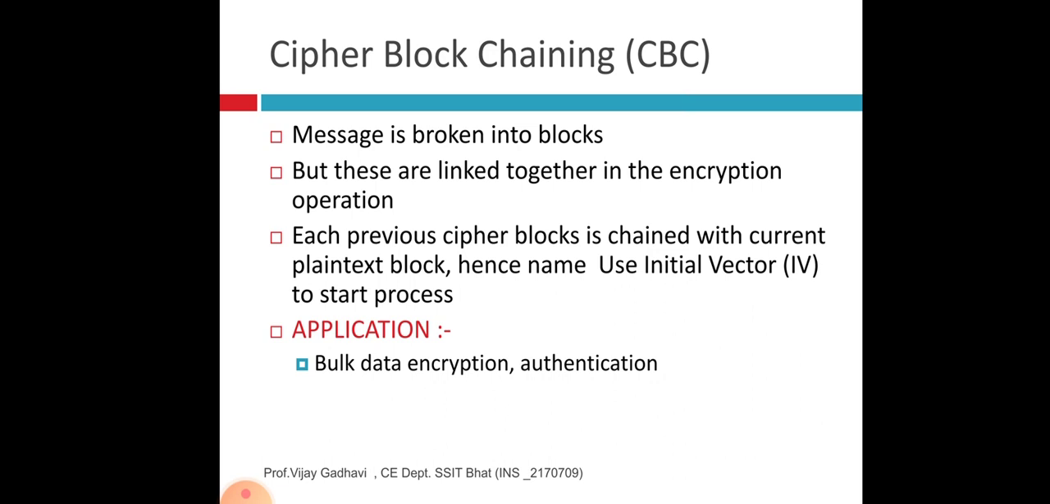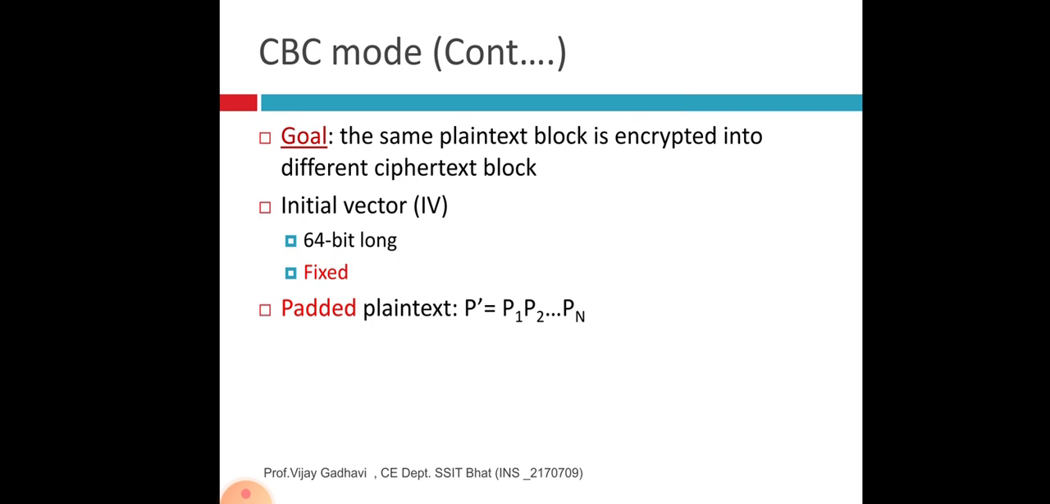The message is broken into blocks, but these are linked together in the encryption operation. Each previous cipher block is chained with the current plaintext block. Hence the name. We use an initial vector, IV, to start the process. The applications of CBC are bulk data encryption and authentication. In CBC mode, the goal is that the same plaintext block is encrypted into different ciphertext blocks.